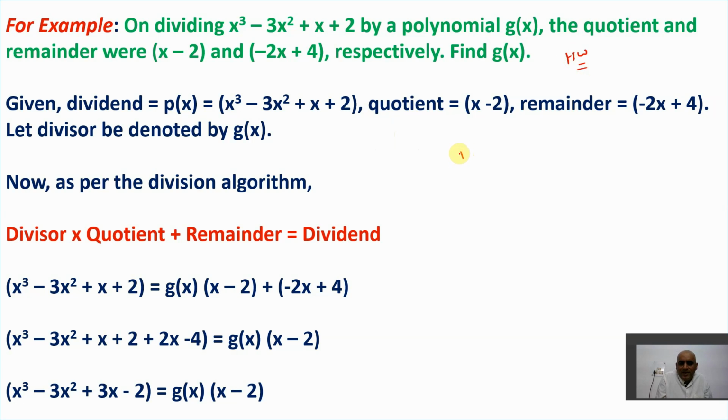Formula is what? Dividend is divisor into quotient plus remainder. Everything is given to you, right? You have a dividend, you have a quotient, you have a remainder, but you don't have a divisor. No issues. You have three things with you, one thing you need to find, and you can easily find it.